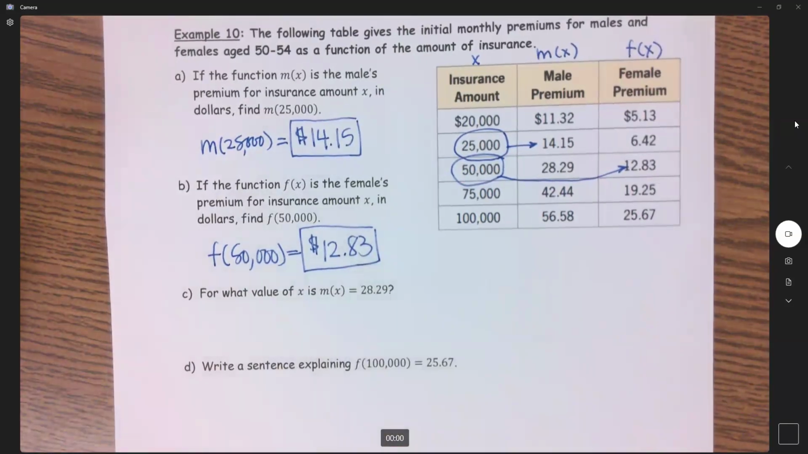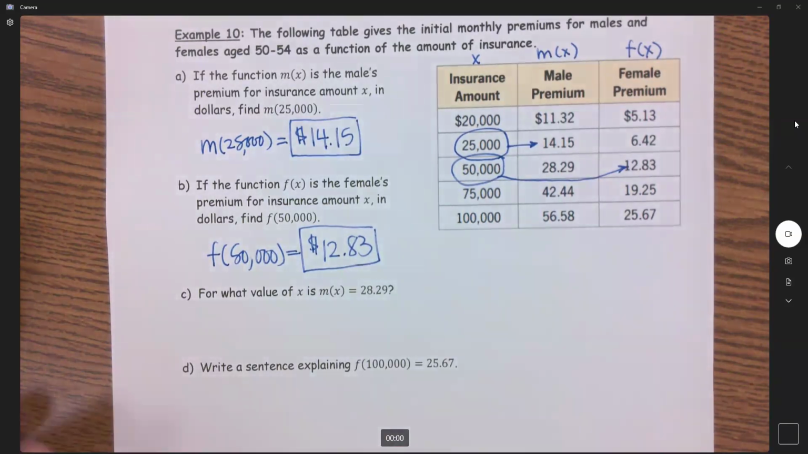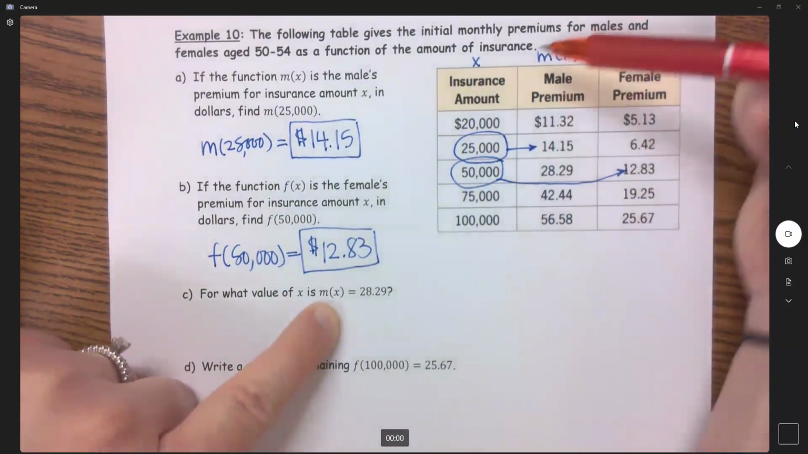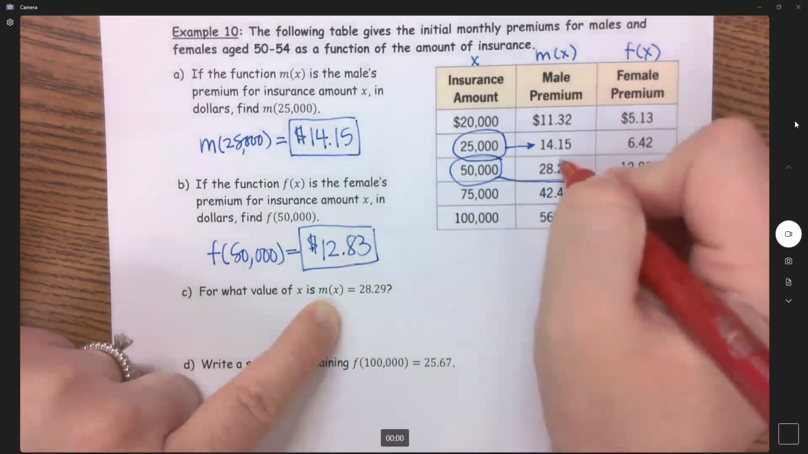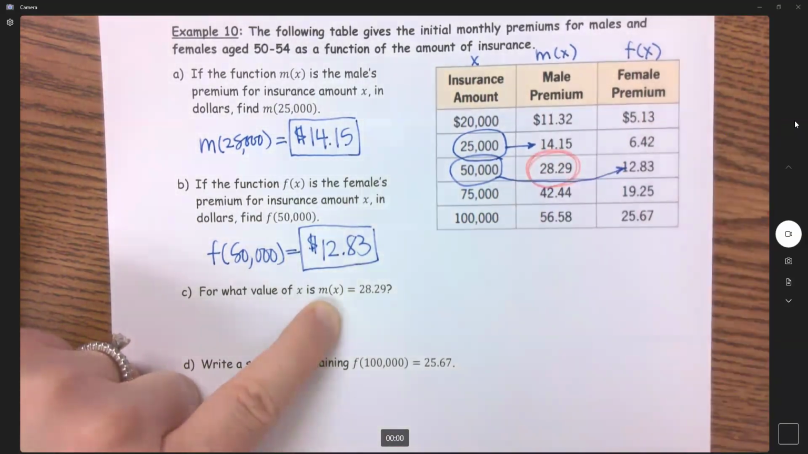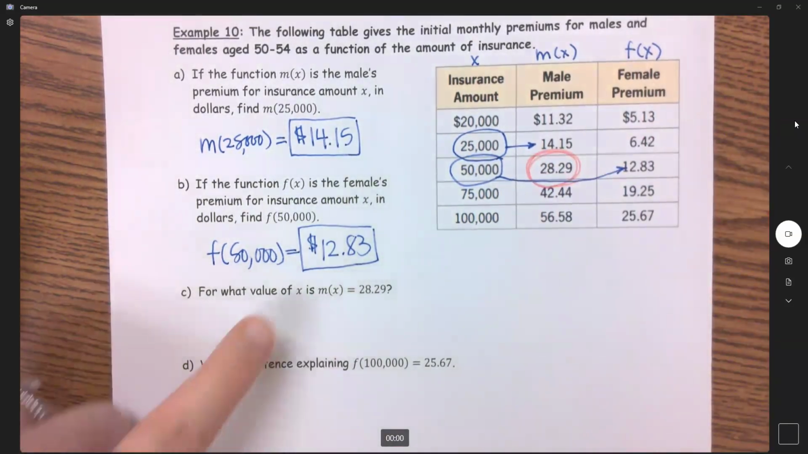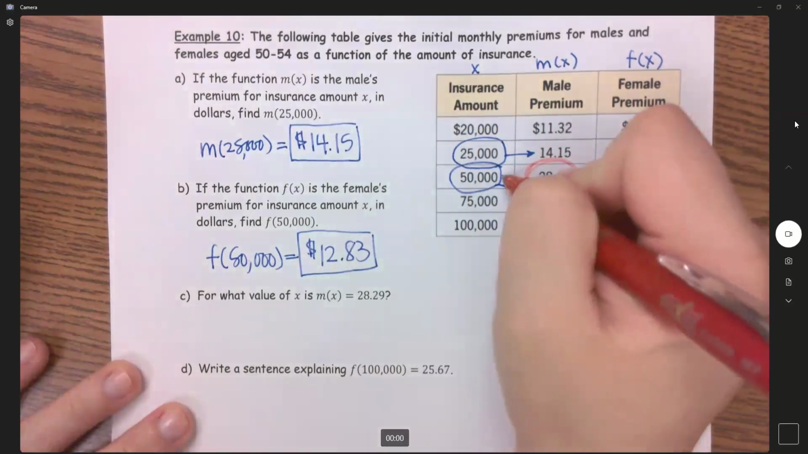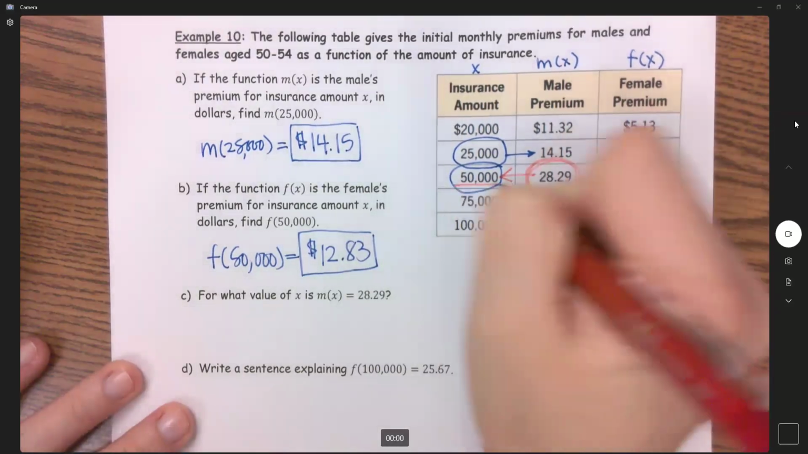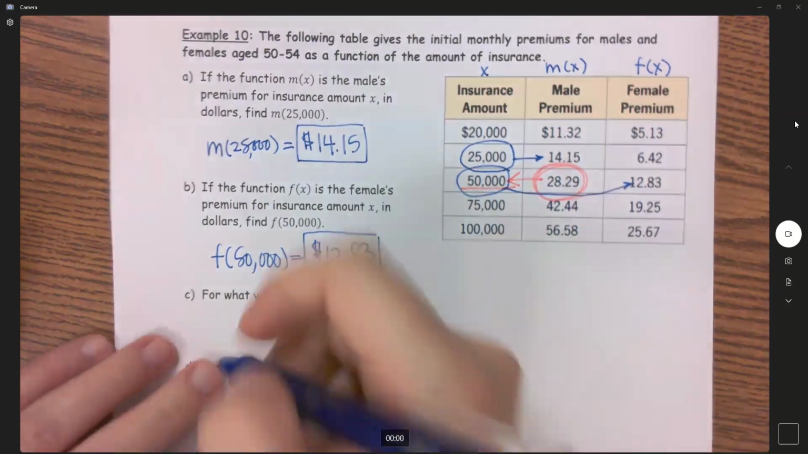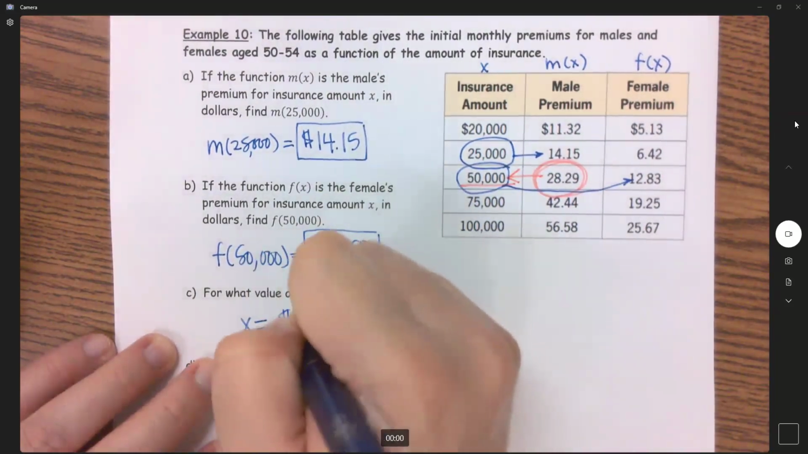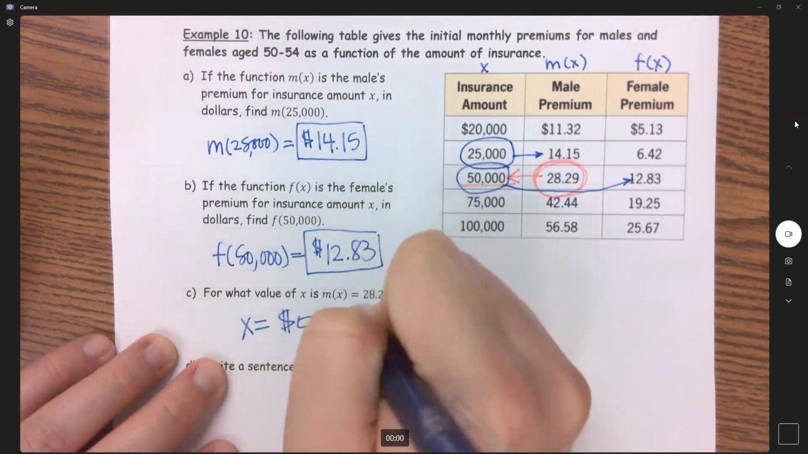Now this one's asking backwards. For what value of x is m of x equal to 28.29? We can see m of x, so I'm going to my m of x column. Here is where my 28.29 is. What is that x value? It's 50,000. So x equals 50,000.